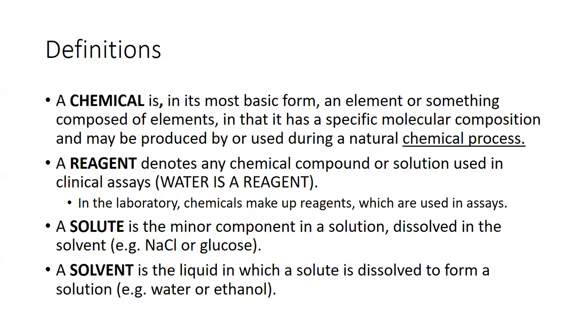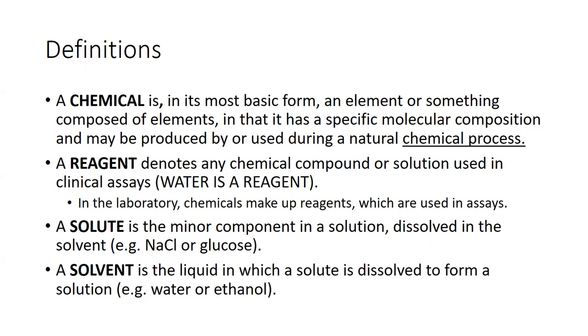All right, so some critical definitions. First, a chemical is in its most basic form an element or something composed of elements, like a molecule, that has a specific molecular composition and can be produced by or used during a natural chemical process. So even water is considered a chemical. A reagent denotes any chemical compound or solution that's used in clinical assays. So it's important to note that water is a reagent. It's not just water, it's a reagent. We have different grades of water too. So in the laboratory, these chemicals make up the reagents, which are then used in assays.